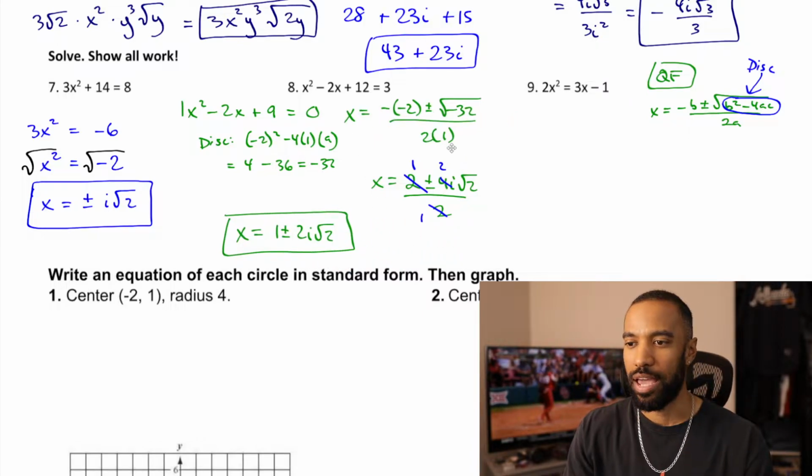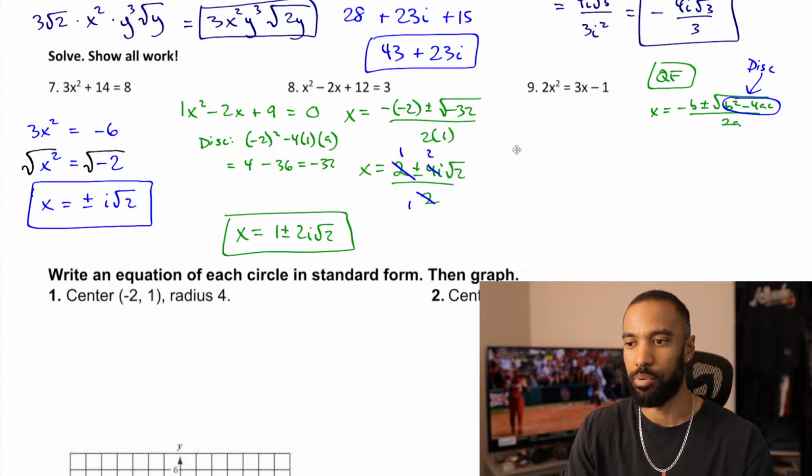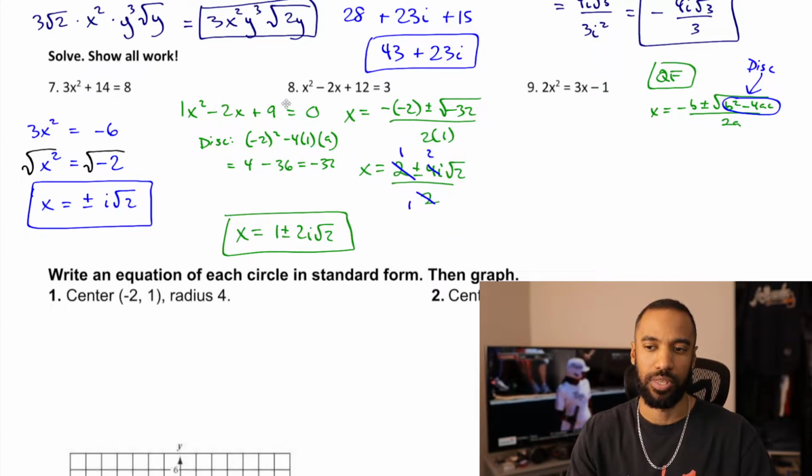Now that was solving by quadratic formula. Now that is one approach, and I kind of took on the approach because, like I said before, I just put this in standard form.